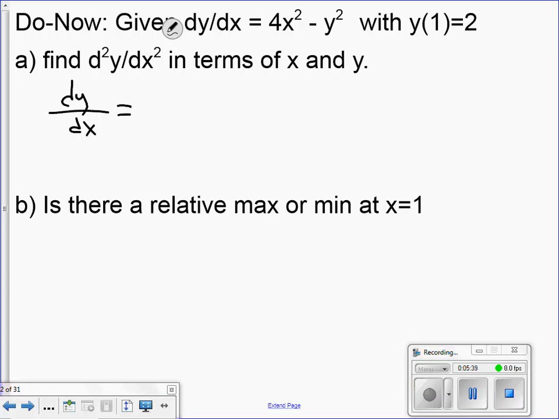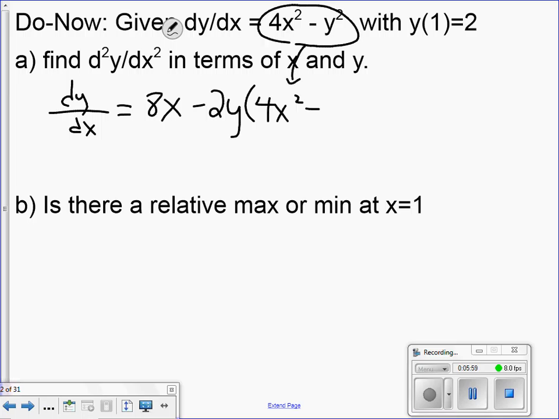Okay, so you said it's 8x minus 2y, and then you said times 4x squared minus y squared? Yeah, because it would be times dy dx. But she didn't want to write dy dx. Instead, she said that's what dy dx equals. I mean, you could write it first and then substitute. Yes, I wasn't finished with my right there. Yeah, thank you. Does everyone see?